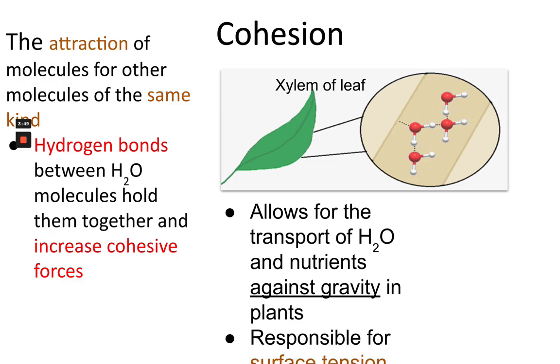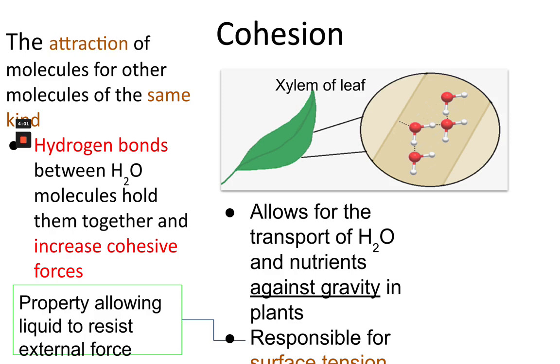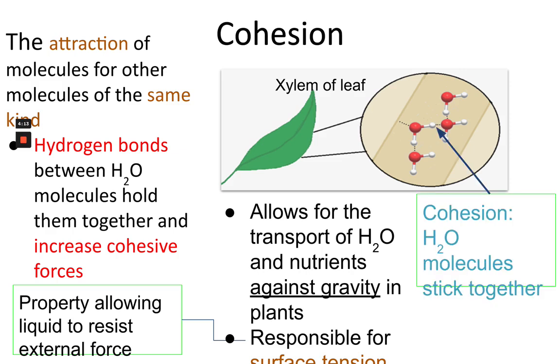It is responsible for surface tension, so the fact that like water striders can actually walk across the top of water, that's due to its surface tension. This is the property that allows water to resist external force. So you have to actually push fairly hard on water to get yourself to go through it. Why boats float. And then, of course, remember that the definition is water molecules sticking to other water molecules, because in cohesion, there is an attraction to molecules of the same kind.